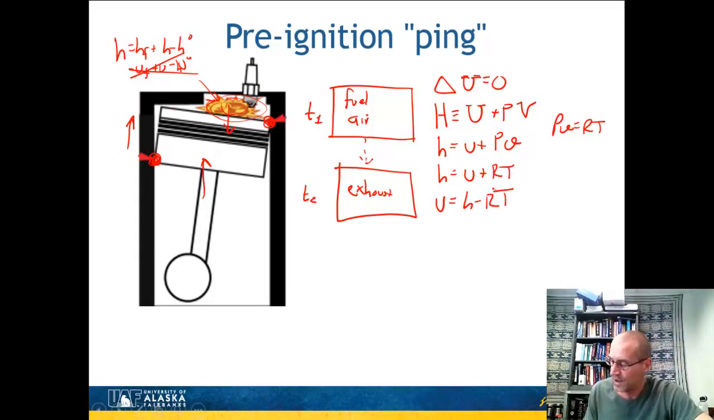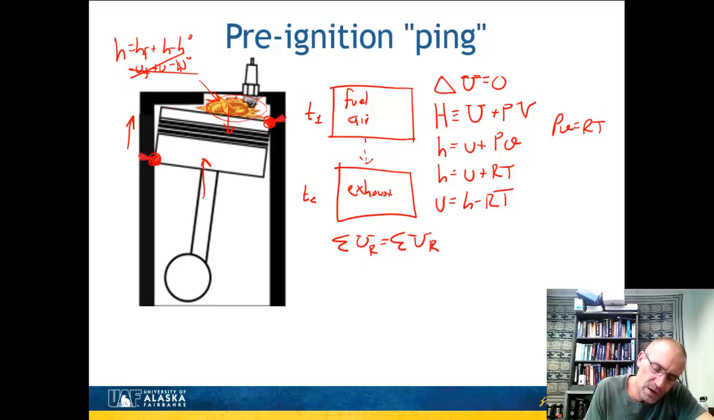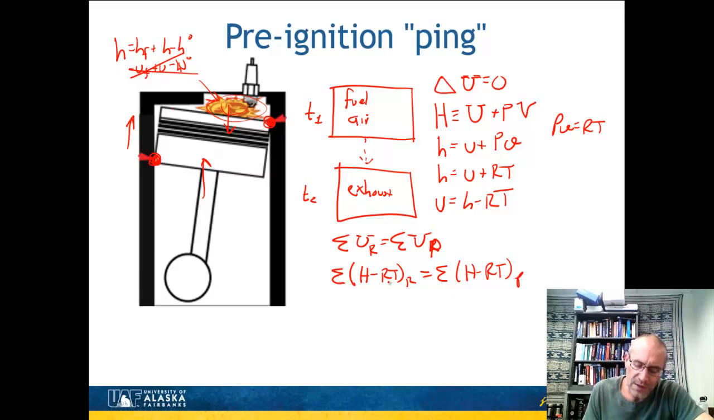Well, that's kind of nice, because now if I'm going to do my energy balance, which says that the summation of the internal energy of the reactants is equal to the summation of the internal energy of the products, for each one of these it's just going to be H minus RT of the reactants equal to the summation of H minus RT of the products. For each one of those, I'm going to sum over it. So for example, I'll have the number of moles, and then HF plus H minus H0, and then each time I'm going to have to subtract an RT. And this is going to be for each one of the components.